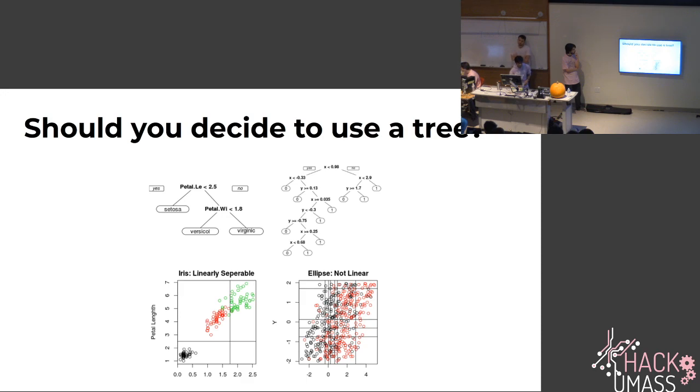So the question here is, should you decide to use a tree? And that question applies to everything we talked about today. Should you use K-Nearest Neighbors? Should you use a linear model? Does anyone want to postulate whether or not you should use these things? No? All right. The answer is, I can't tell you. You should use these things if it makes sense for your data. And that's what this graph down here is really trying to show.